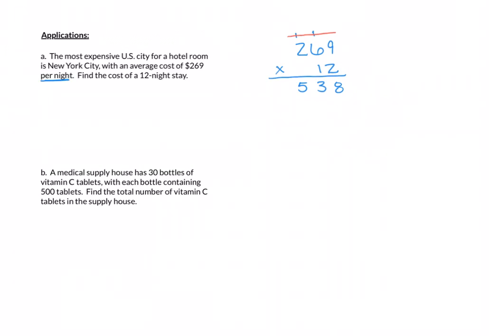All right, let's move on to the next digit. We get 1 times 9 is 9. Again, I want to line up underneath the 1. 1 times 6 is 6. And 1 times 2 is 2.